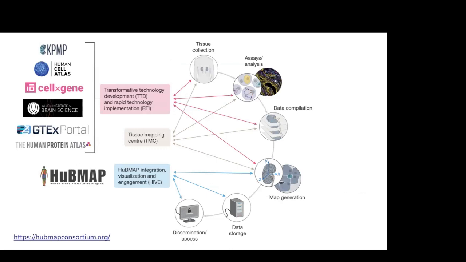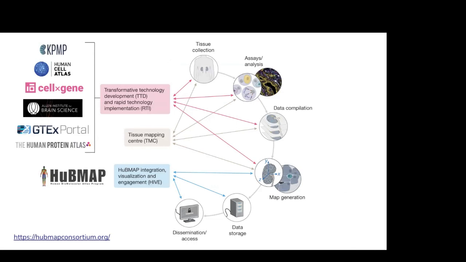The project as a human biomolecular atlas program is also collaborating with multiple different institutions like KPMP, where they majorly work on kidney, human cell atlas, Select gene, where we have a lot of huge data. And we collaborate with Allen Institute for brain science and JetX for the skin data. And there is human protein atlas as well.